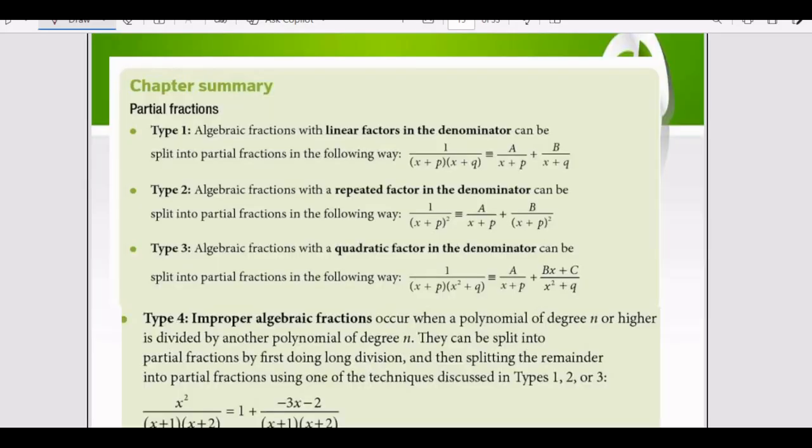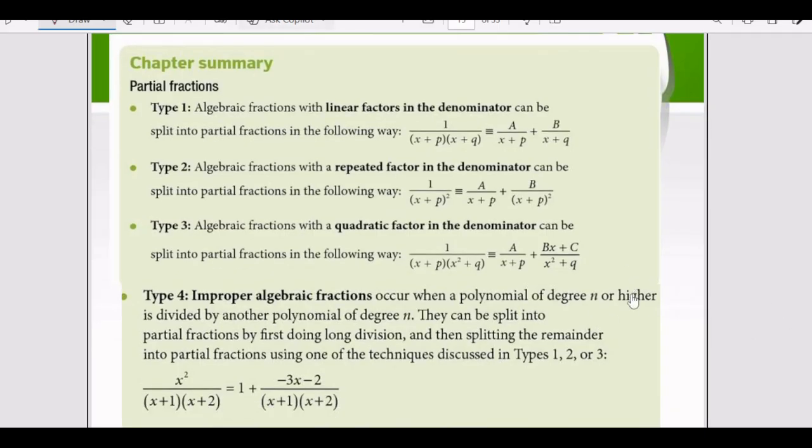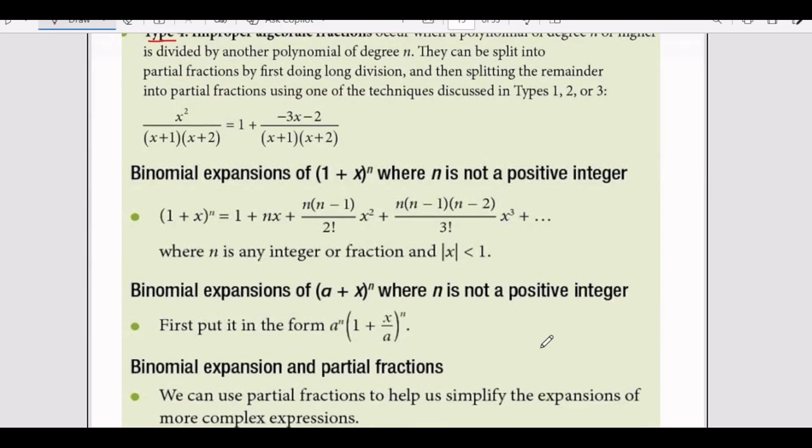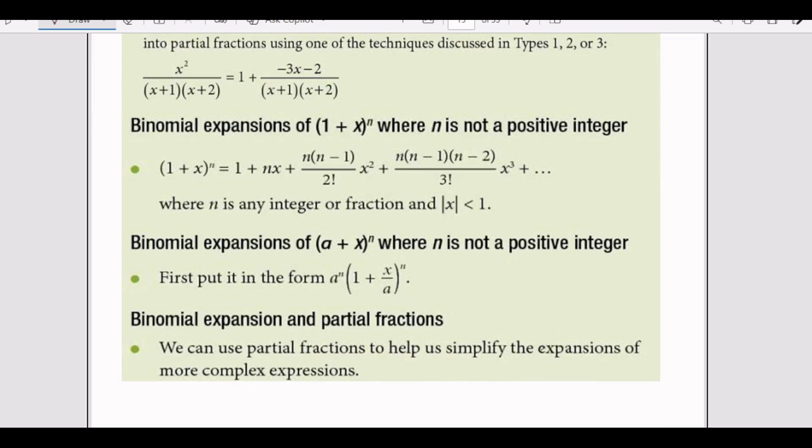So here is the summary of what you have learned until now. First of all, you need to split into partial fractions. You need to recognize whether they are of type 1, type 2, type 3 or 4. So here are the expansions. You can just take a screenshot and it will be helpful for you. Then we have also learned the binomial expansion of the type 1 plus x power n when n is not a positive integer. So this is the expansion.